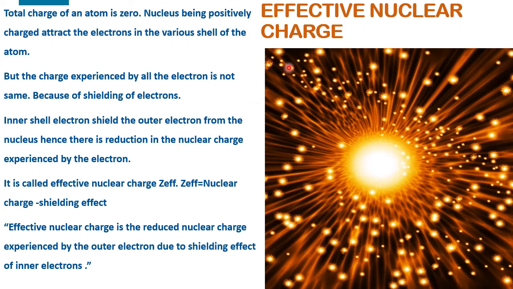The charge is not that much. If inner electrons are not there, then the nucleus can control. Because inner electrons are there, they cover the outer electrons. So control of the nucleus over the outer electrons is slightly less, and there is a total reduction in the nuclear charge. And whatever is left after reduction is called the effective nuclear charge. See here: effective nuclear charge is equal to nuclear charge minus shielding effect. So effective nuclear charge is the reduced nuclear charge experienced by the outer electrons due to the shielding effect of inner electrons. Very excellent.